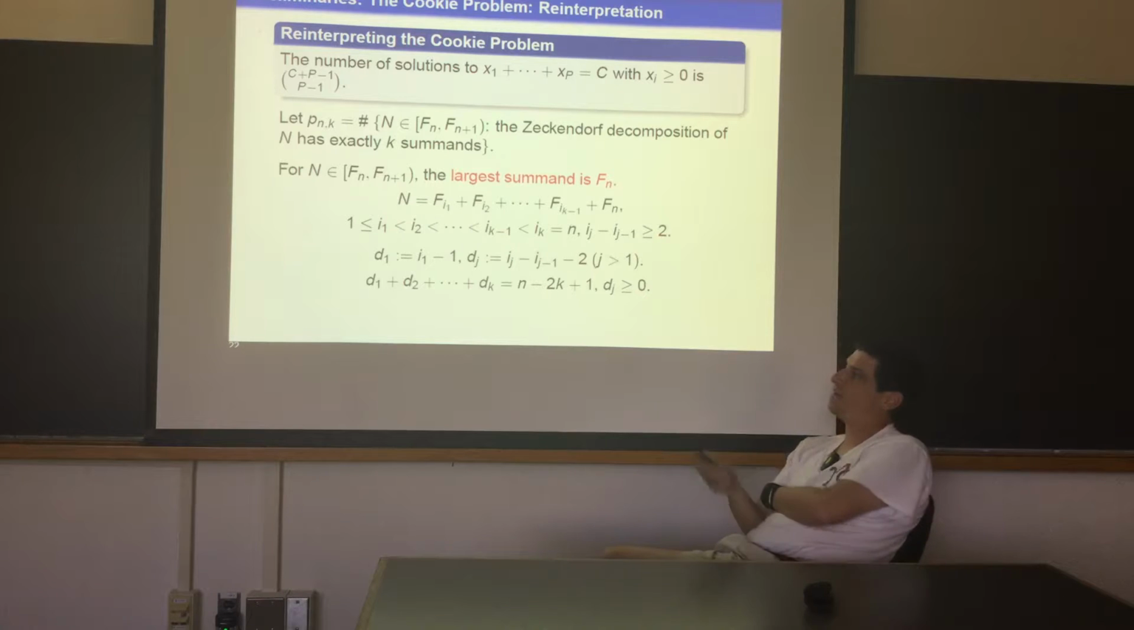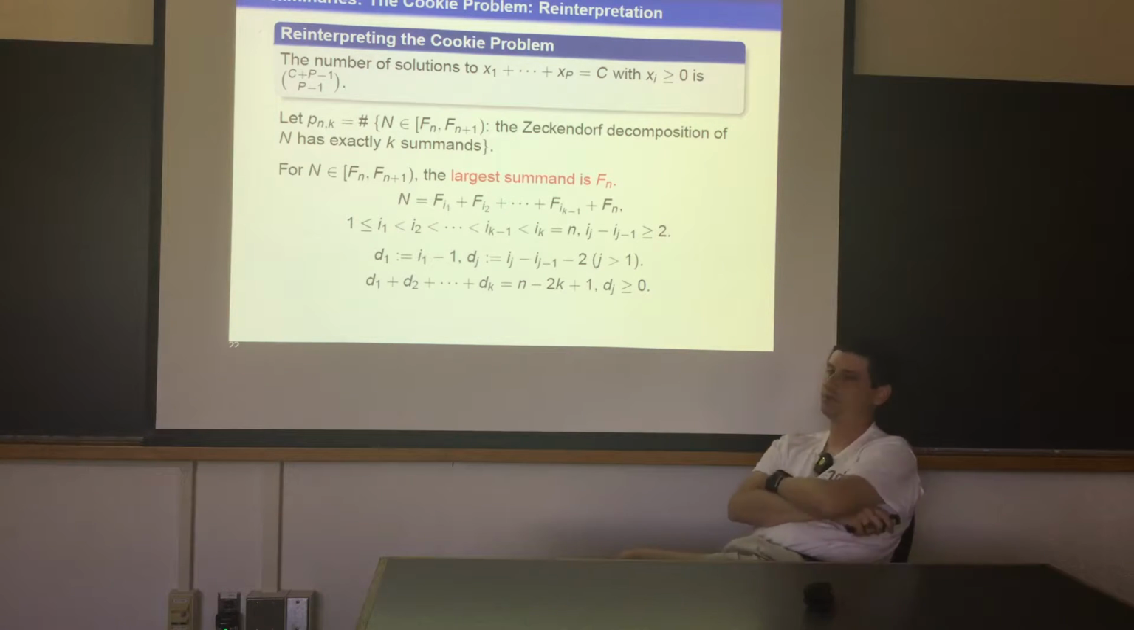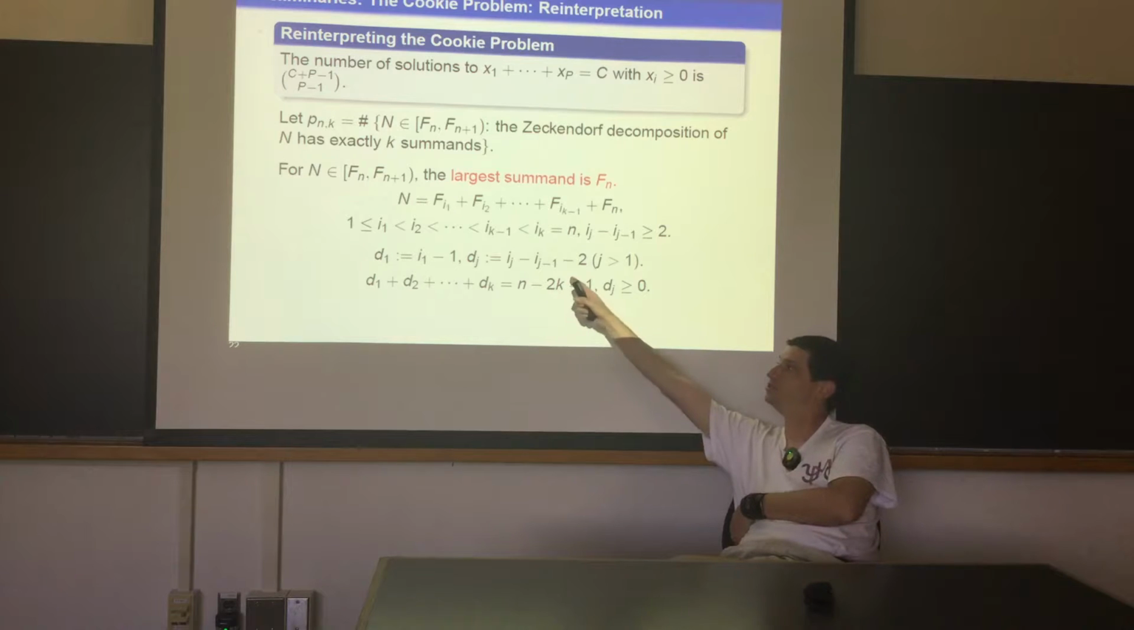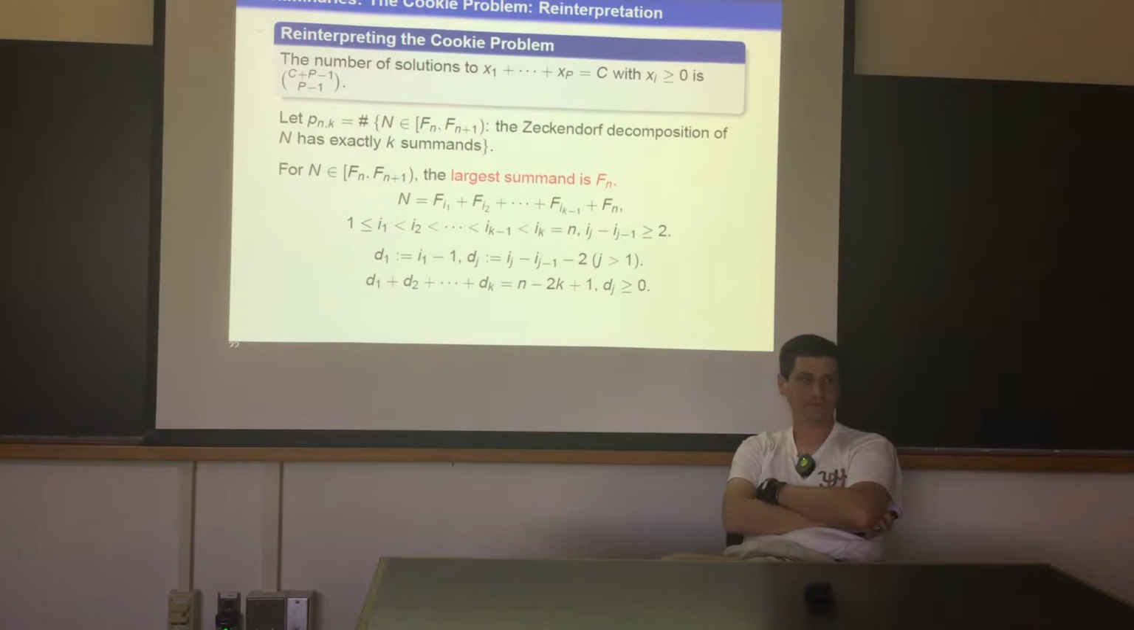So let's let D be the gaps between them. So D1 is I1 minus 1. Dj is Ij minus I(j-1) minus 2. What I'm doing is I'm subtracting off what I know must be true. I know this gap must be at least 2. I know that must be at least 1.